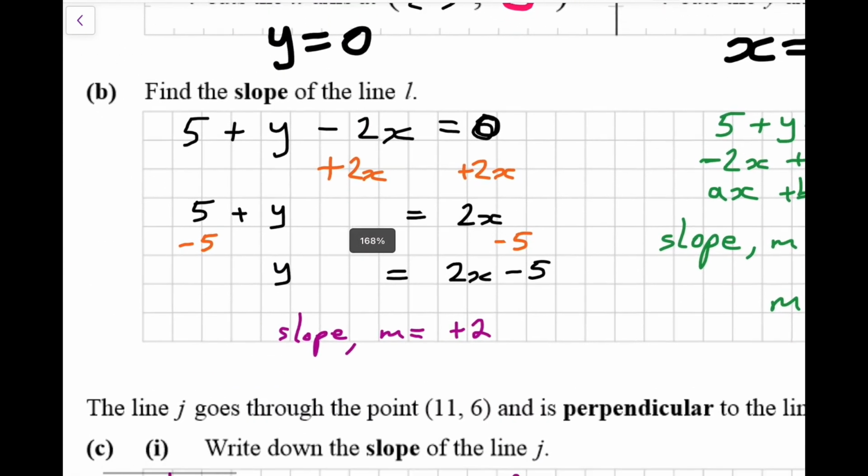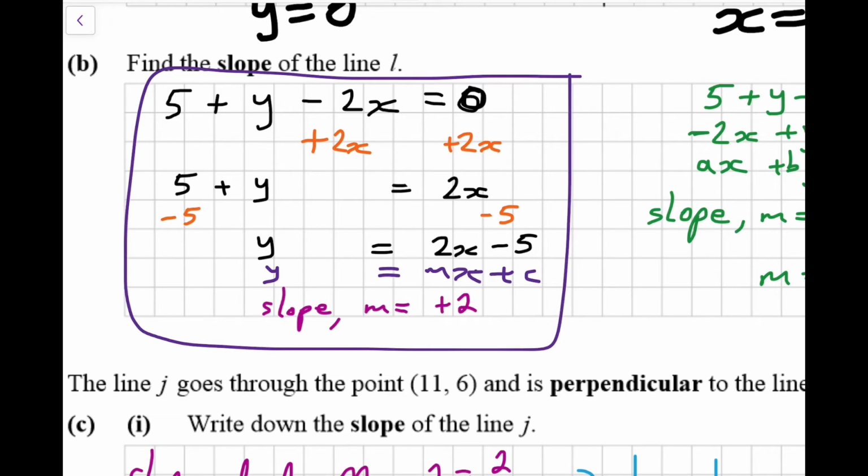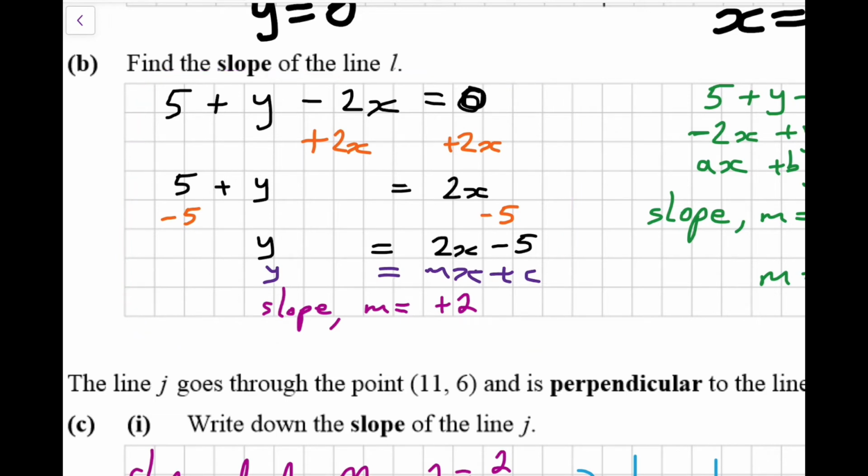Next question. Find the slope of the line L. 2 ways you can do this. The first way is to get the line in the form y equals mx plus c, which is what we've gone for here on the left. So we're going for the slope intercept form so that we can get the slope that way. So again, we don't want everything on this side. We want to get y isolated on its own. So I don't want the minus 2x.